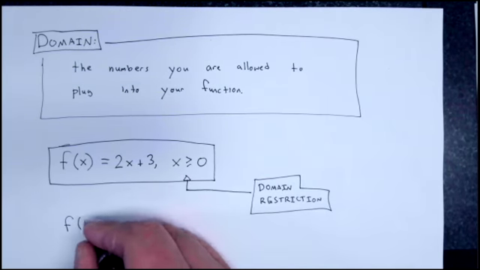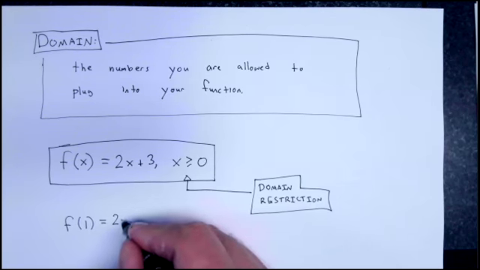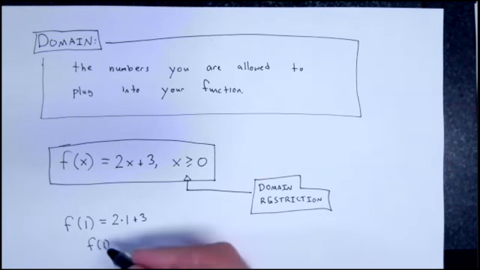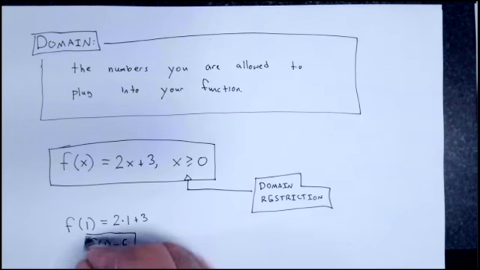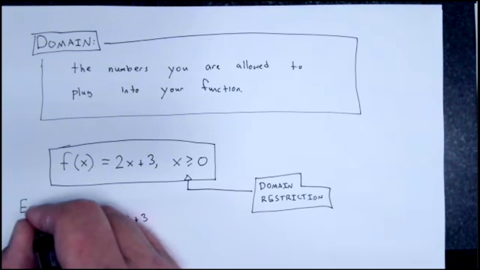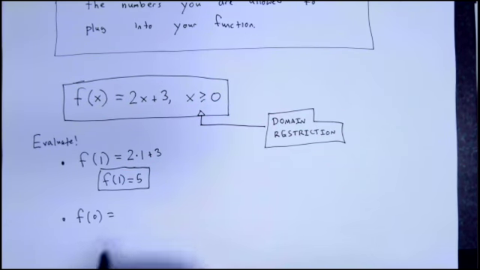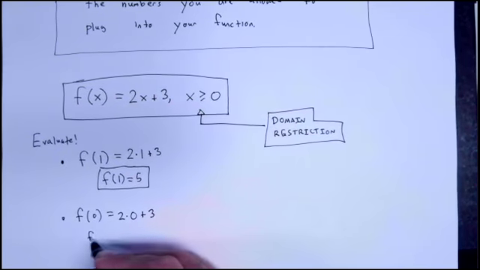F of 1 I can do because 1 is greater than or equal to 0. And we said last time, and I agree, we just plug in the 1 for x. So that would give me f of 1 is equal to 5. Because I just plug it in, right? I can evaluate these things. What if I evaluate f of 0? Can I do that? Sure. Because it says greater than or equal to 0. So f of 0.